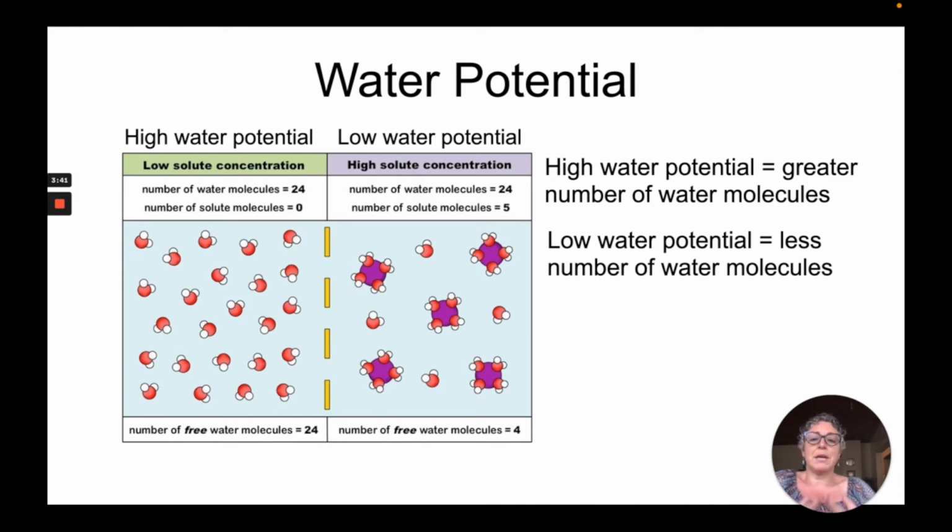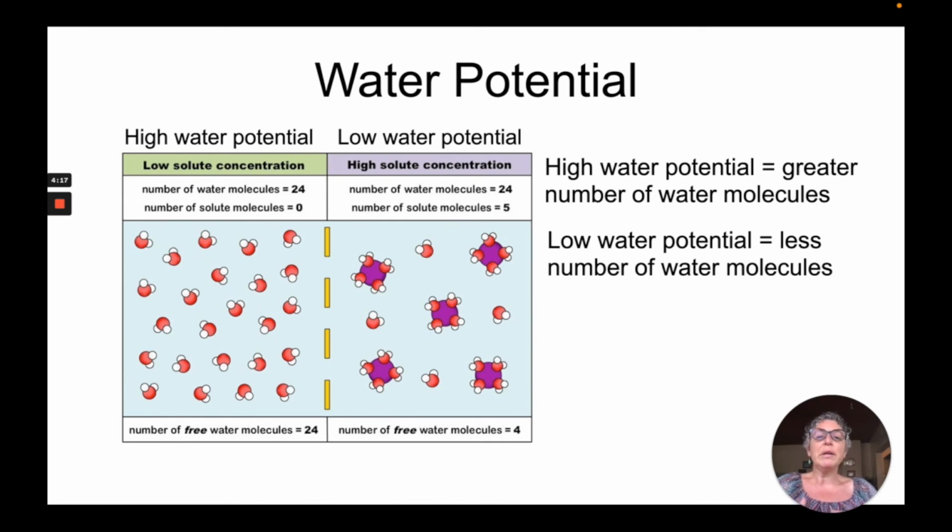Now, in the low water potential section, the high solute concentration section, the number of water molecules there is 24, and the number of solute molecules is 5, but because those molecules are dissolved to such a point, remember what we talked about, what water as a solvent does, in the fact that it is ripping apart certain molecules attracted to each other through the positive and negative sides of the water molecule, the polarity of the water molecule. That only leaves the number of free water molecules to move to be 4.